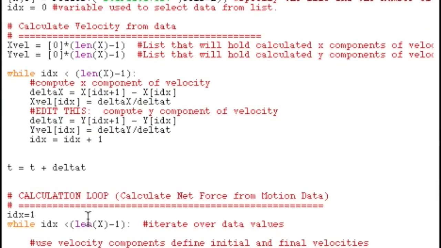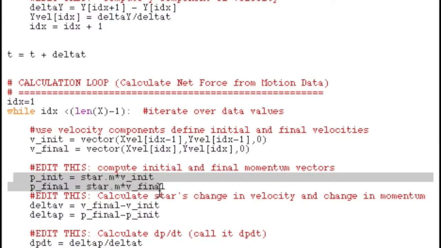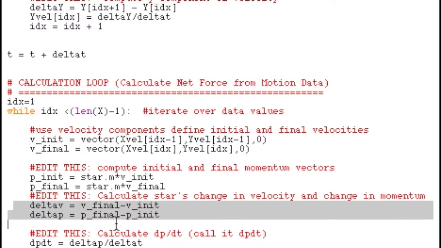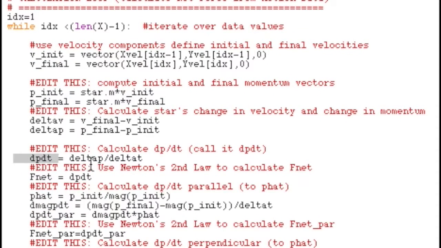We instruct VPython to calculate the initial and final velocities by using the updated positions. Then, using the velocities, we multiply those by the mass to define momentum, written as p initial and p final. After knowing this, we can define delta v and delta p. Next, we use the change in momentum to specify dp dt so we can assign the change in momentum over time as the net force.